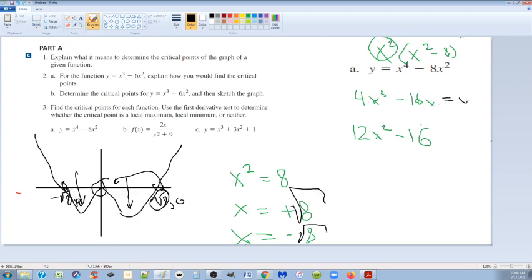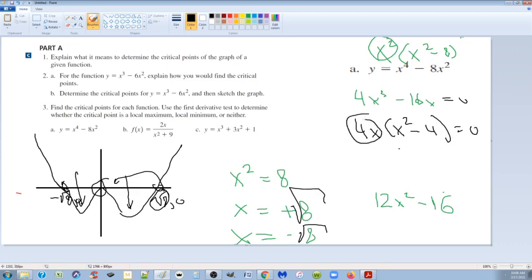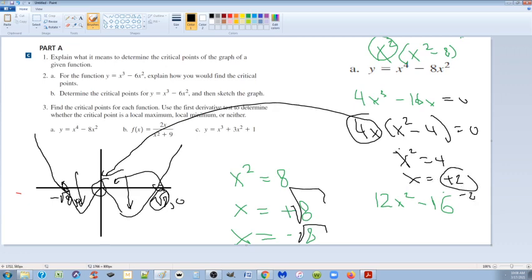Setting the first derivative to 0 will tell me those critical points. Notice that I can take 4x out of both terms, and I'm left with x squared minus 4 equals 0, which means this here tells me one critical point. And then x squared is equal to 4, x is equal to positive 2 or negative 2. That tells me the other 2 critical points. So I've got a negative 2 comma something here, and a positive 2 comma something here.